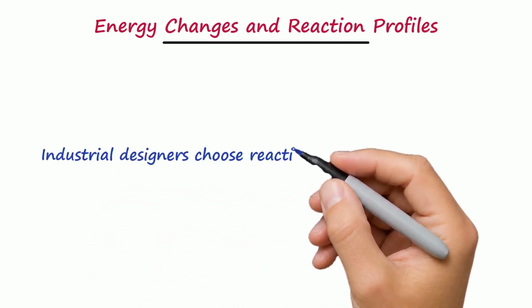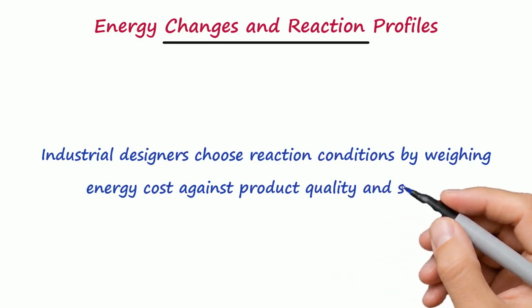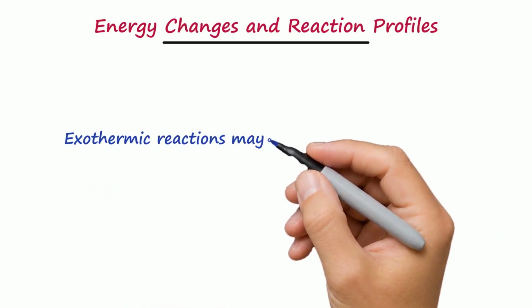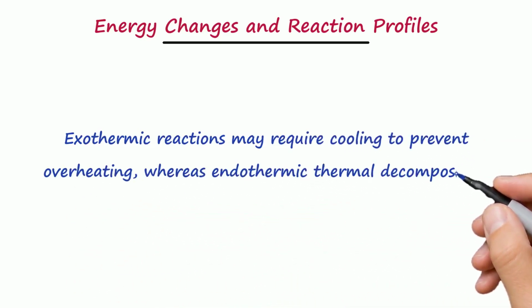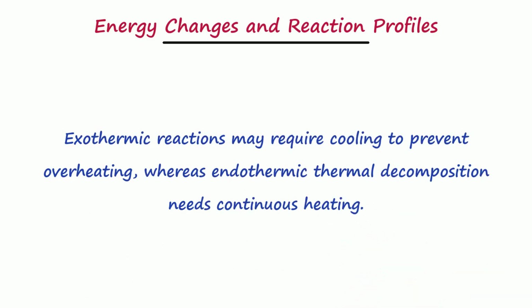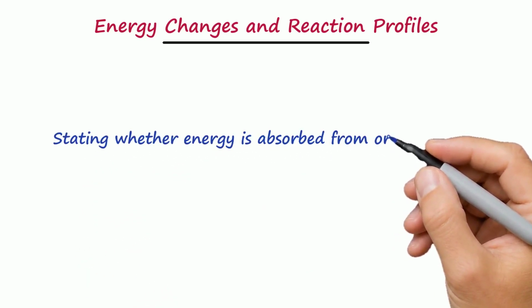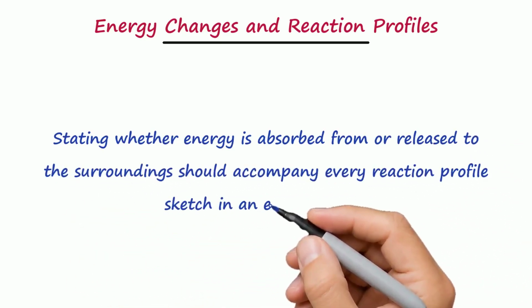Industrial designers choose reaction conditions by weighing energy cost against product quality and safety. Exothermic reactions may require cooling to prevent overheating, whereas endothermic thermal decomposition needs continuous heating. Stating whether energy is absorbed from or released to the surroundings should accompany every reaction profile sketch in an exam answer.